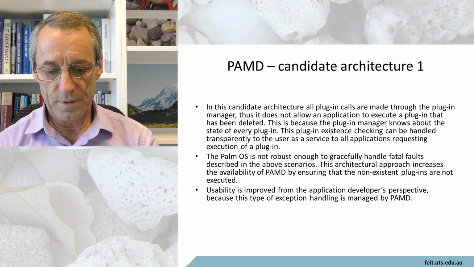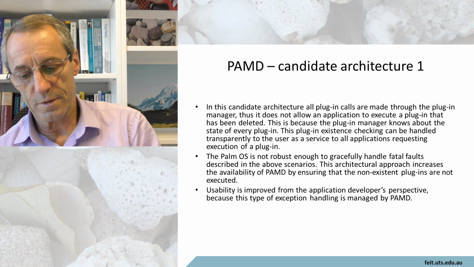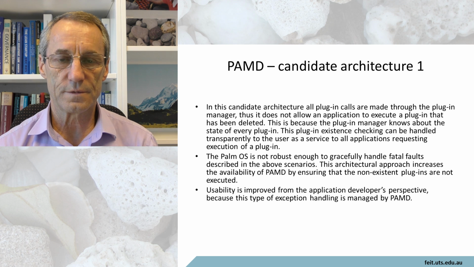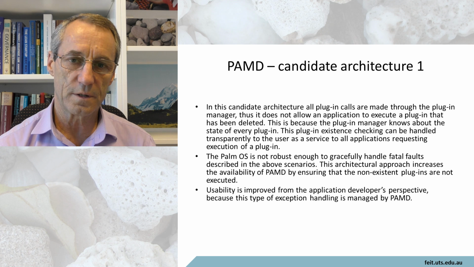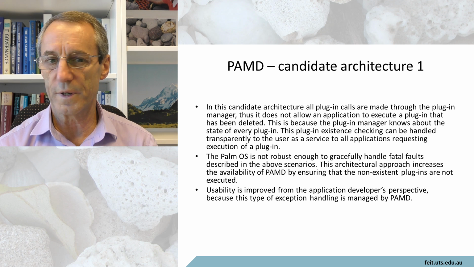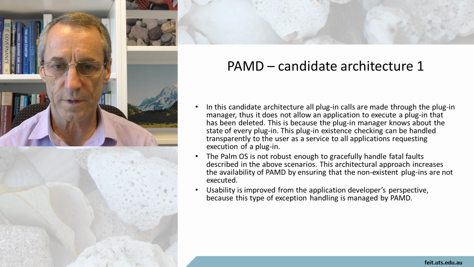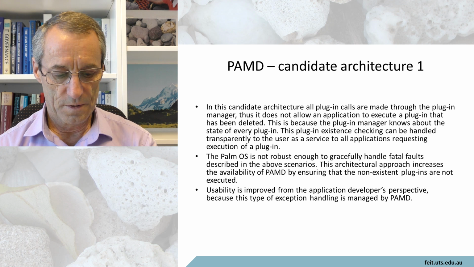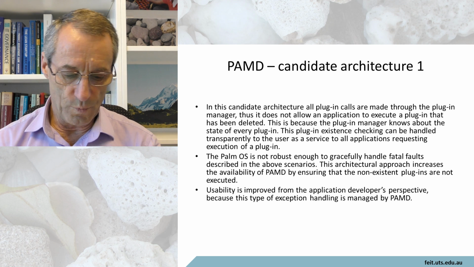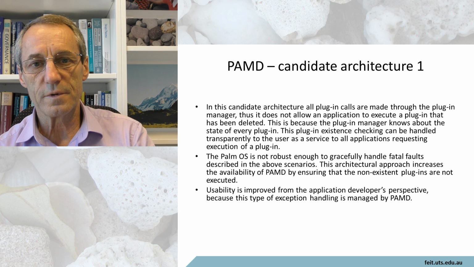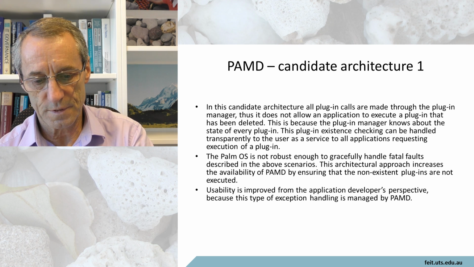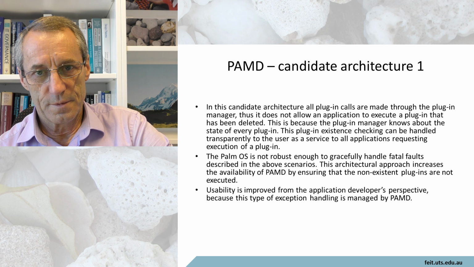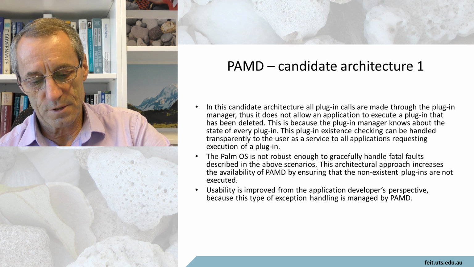Now we have it there. In this candidate architecture, all plugin calls are made through the plugin manager, so it does not allow the application to talk directly to the plugin itself. And as I said, this has the advantage that the application doesn't have to deal with weird things. It doesn't have to deal with the absence of a plugin or its sudden disappearance or other things like that. The PALM operating system is not that robust, so it couldn't gracefully handle faults. And the usability is improved. So that's the first candidate architecture.